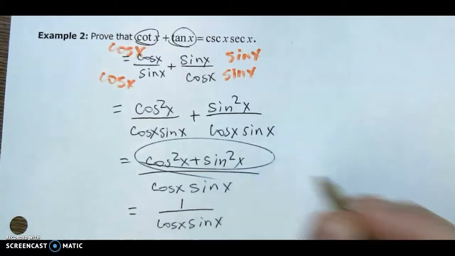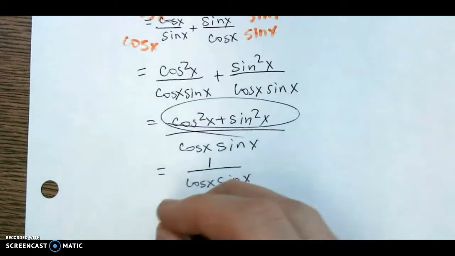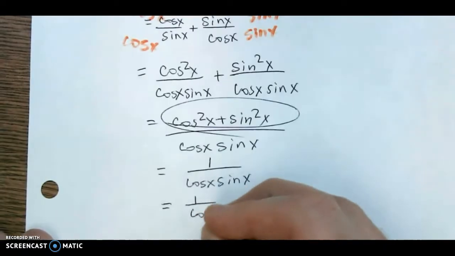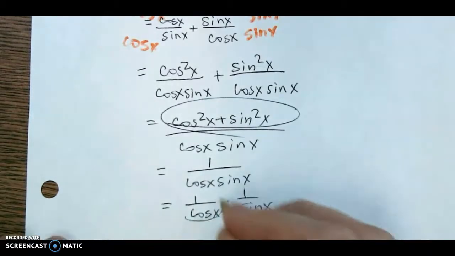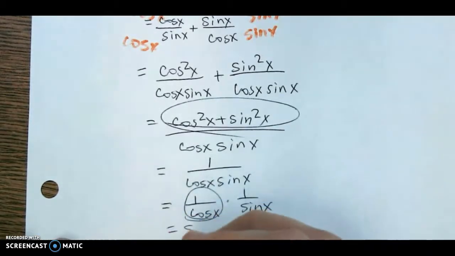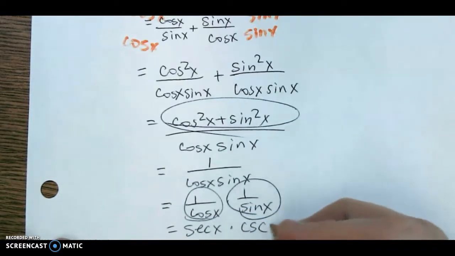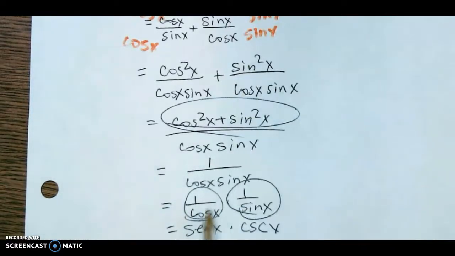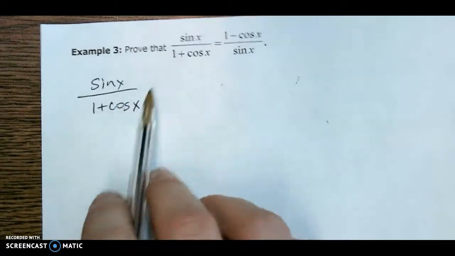And then we can get to the end now, but you probably want to show why we get to the end. You can split this into 1 over cosine times 1 over sine. And 1 over cosine is secant. And 1 over sine is cosecant. The order doesn't matter. It's backwards from what we want, but it's the same answer. So that's example 2.